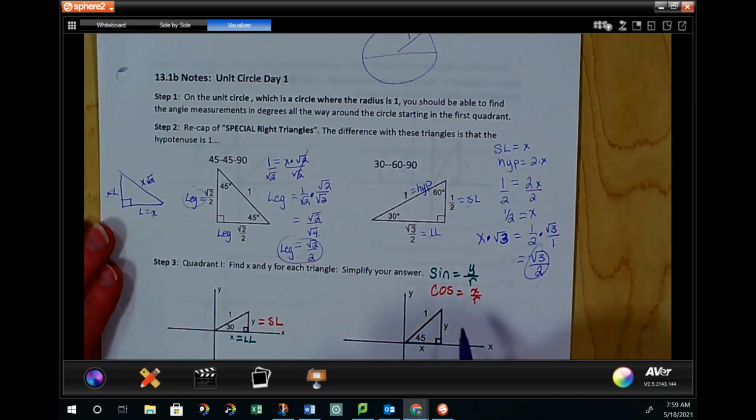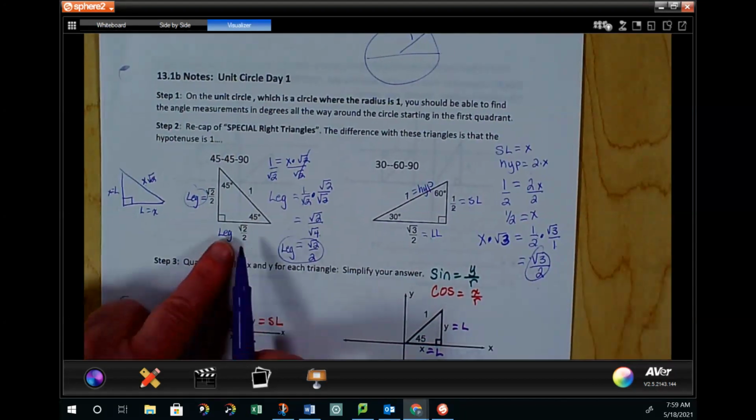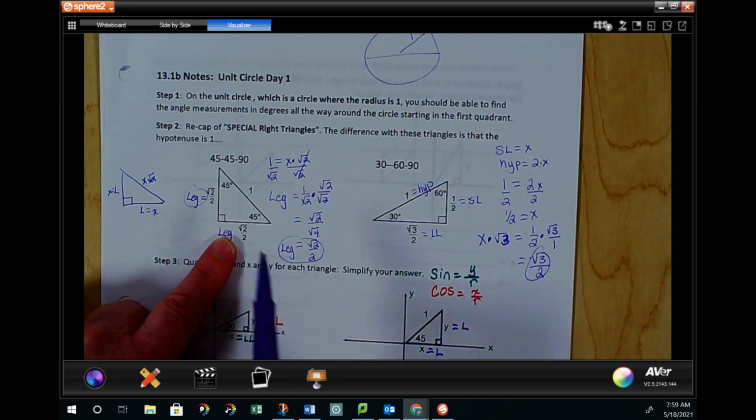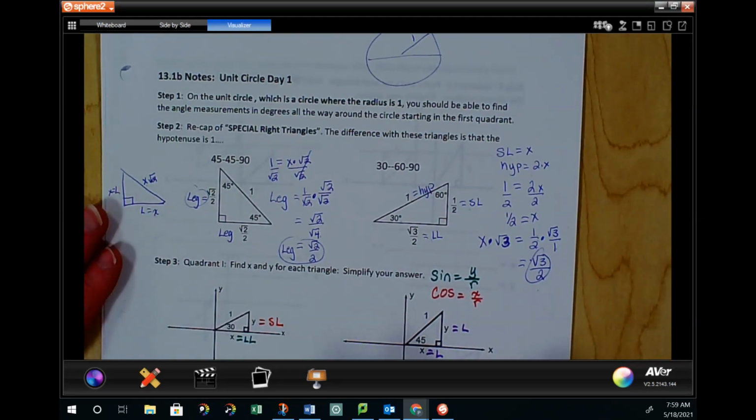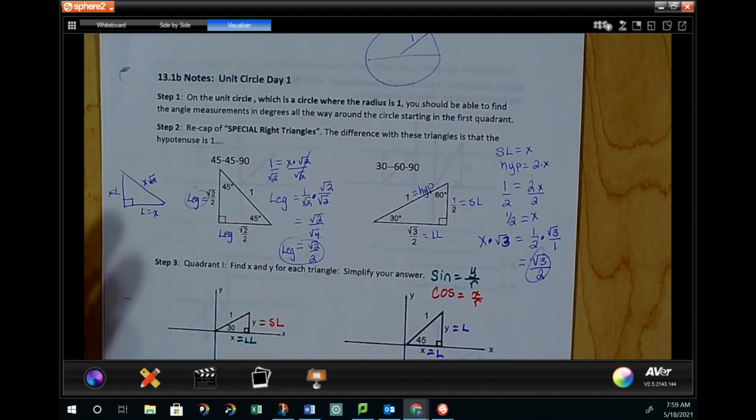Now we've got the 45-45s. Same thing. These are both going to be our legs. And for a 45-45, both our x and our y values are going to be exactly the same. So my x value is going to be the square root of 2 over 2, and my y value is going to be the square root of 2 over 2, because it's a 45-45.